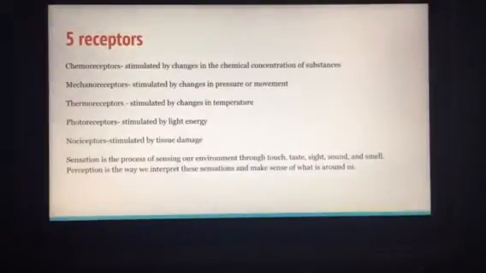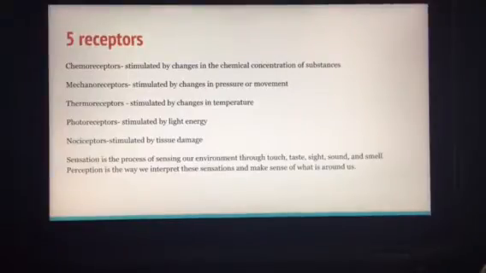To begin, we have the 5 receptors. Chemoreceptors, stimulated by changes in the chemical concentration of a substance. Mechanoreceptors, stimulated by changes in pressure or movement. Thermoreceptors, stimulated by changes in temperature. Photoreceptors, stimulated by light energy. And nociceptors, stimulated by tissue damage.